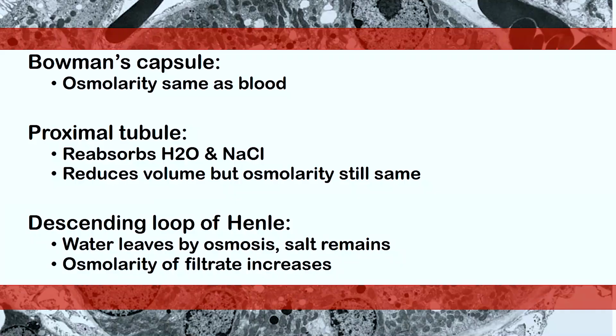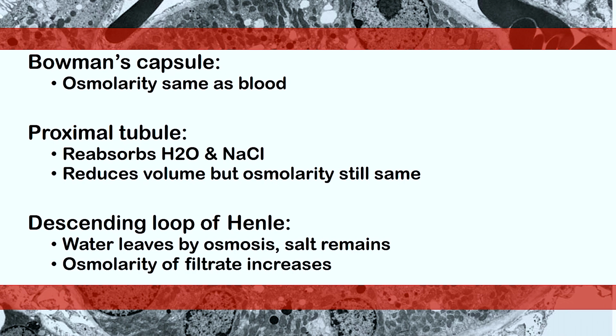The volume does change, however, and about 70% of the fluids that are filtered by the glomerulus in Bowman's capsule are resorbed in that proximal tubule. You then move into the descending loop of Henle. This is where the osmolarity starts to change.